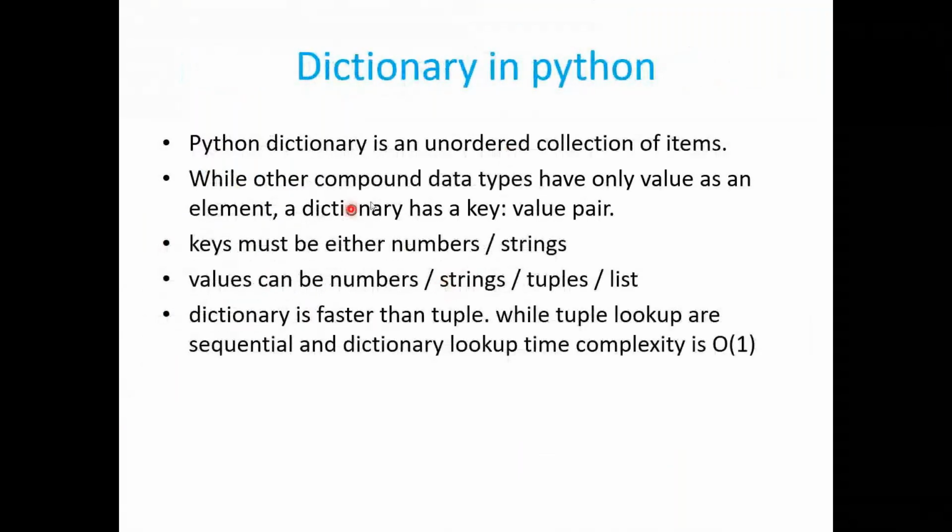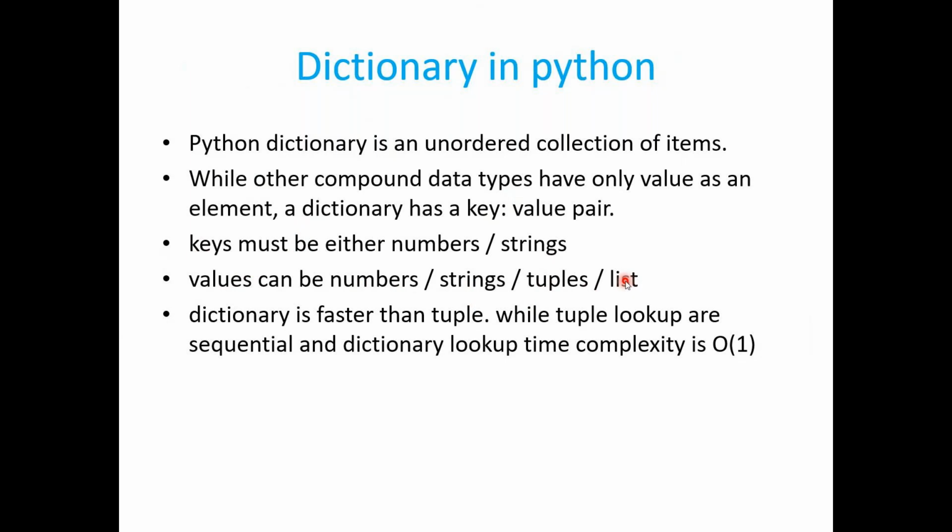So guys, what have you observed? A Python dictionary is also an unordered collection of elements similar to a set. It contains the elements in the form of key value pairs. The keys must be either numbers or strings, and the values can be numbers, strings, tuples or lists.